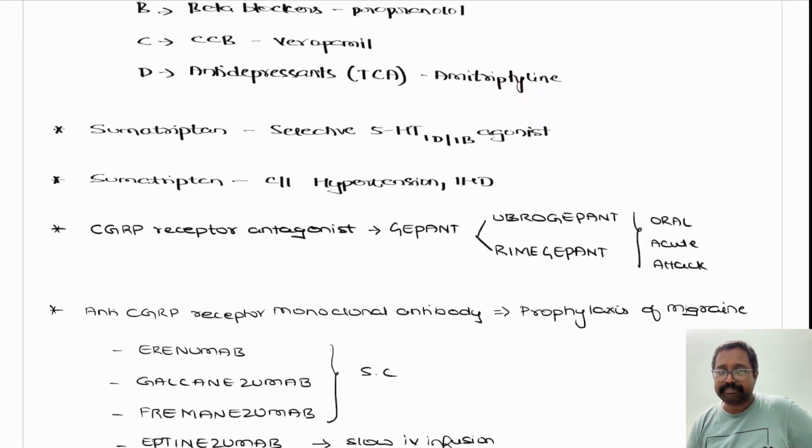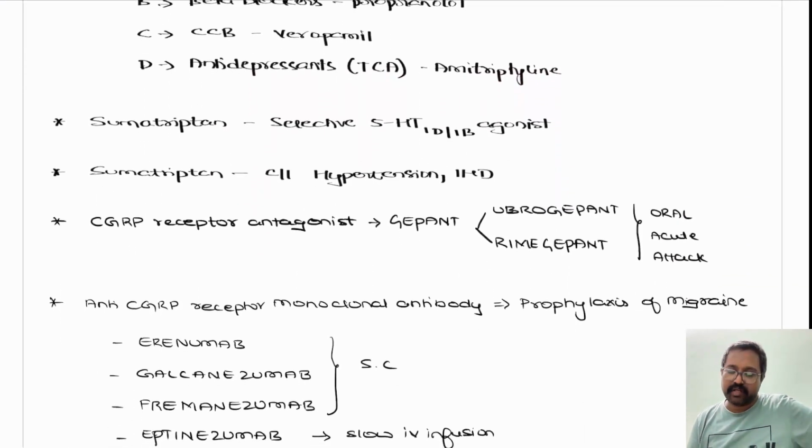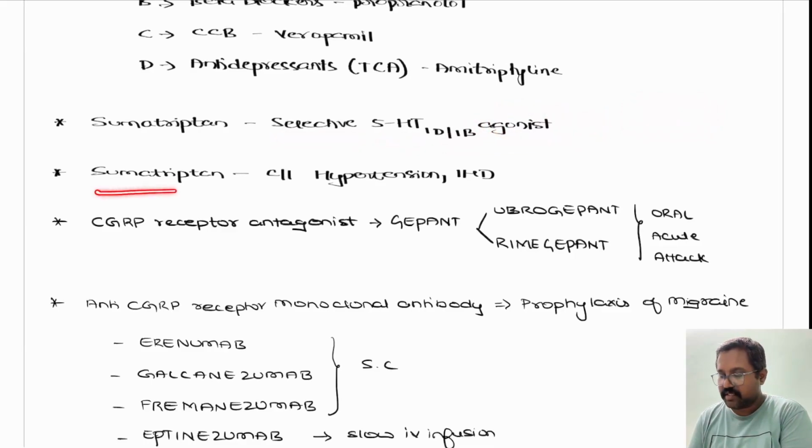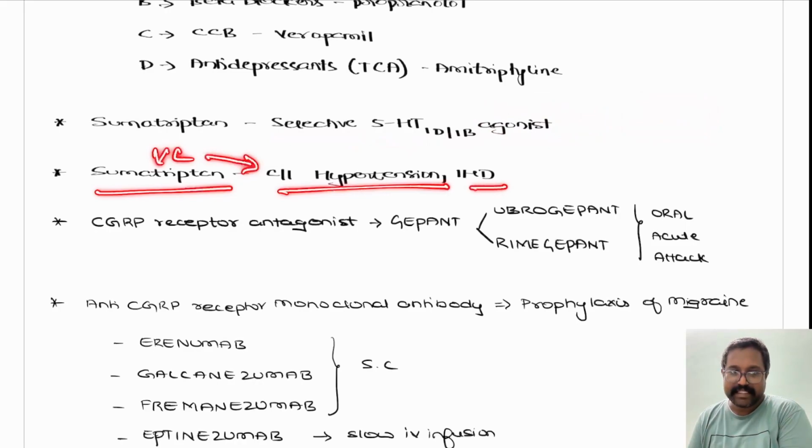So what is the action of sumatriptan? Sumatriptan is the drug used in the treatment of acute attack of migraine, and it acts as a selective 5-HT1D/1B agonist, and it causes vasoconstriction. So since it causes vasoconstriction, it is contraindicated in patients who have hypertension or CHD.